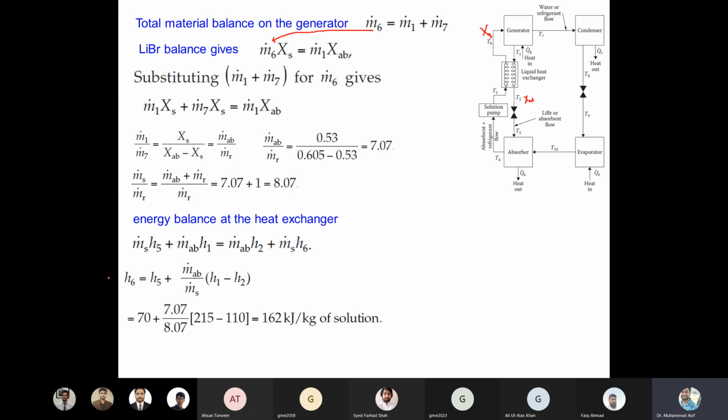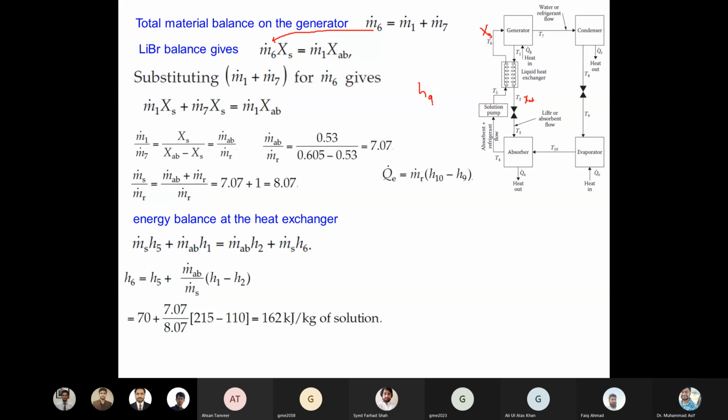So once we have H6, now we need the mass flow rate of the refrigerant and the mass flow rate of the absorbent. We are given the cooling capacity. We know the formula for the cooling capacity through the mass balance, energy balance. So this is the cooling capacity QE through the energy balance. I hope you can do that. For example, what will be the energy balance? What is coming in?